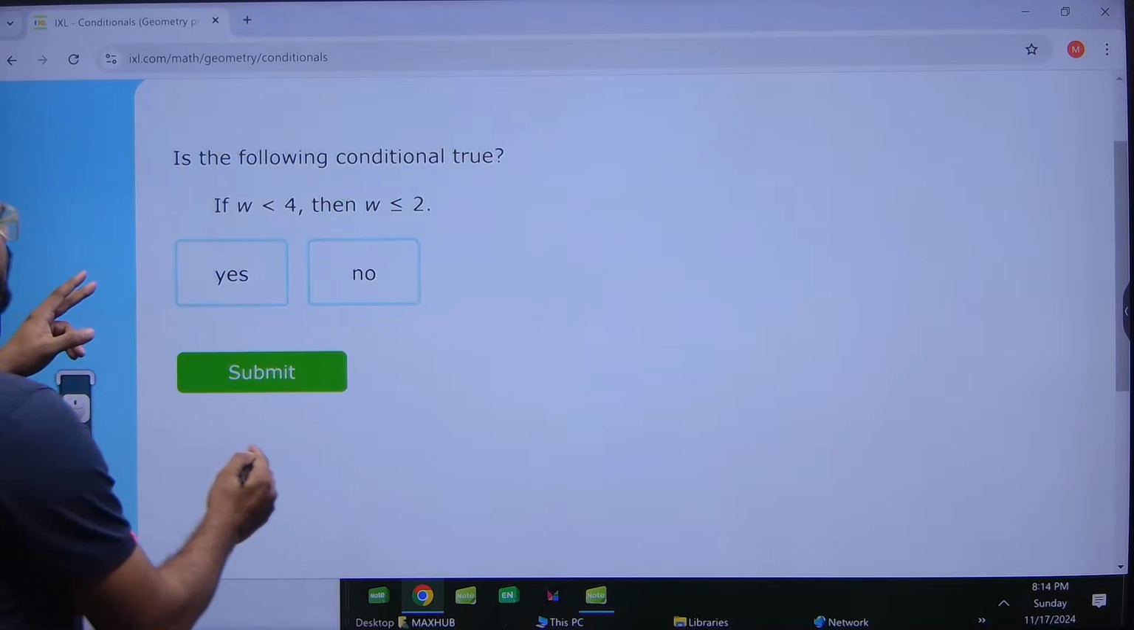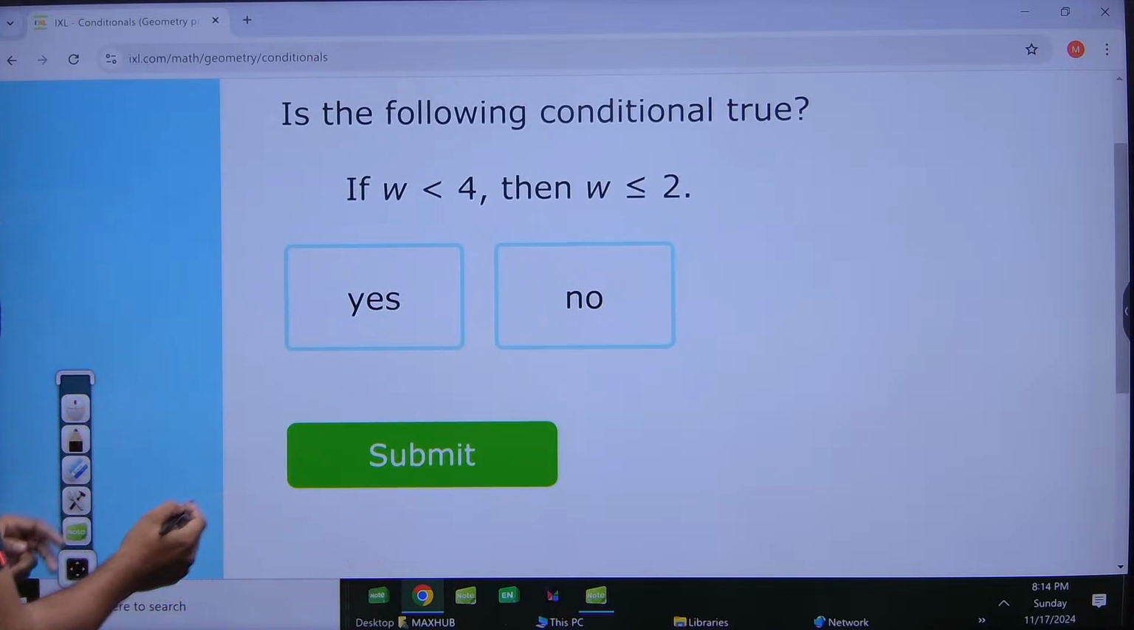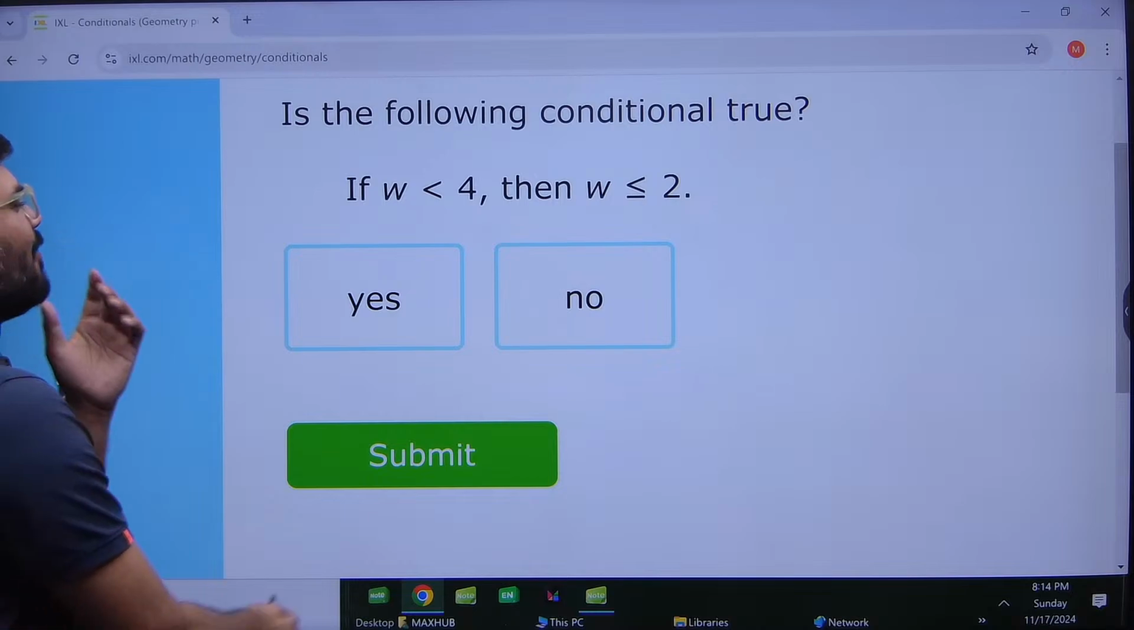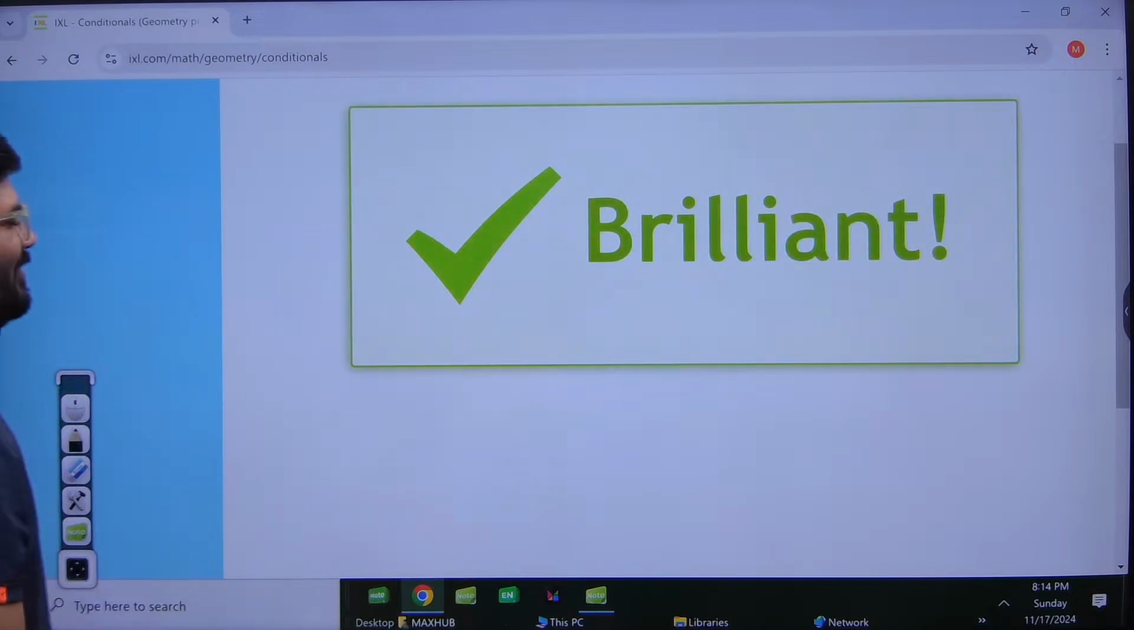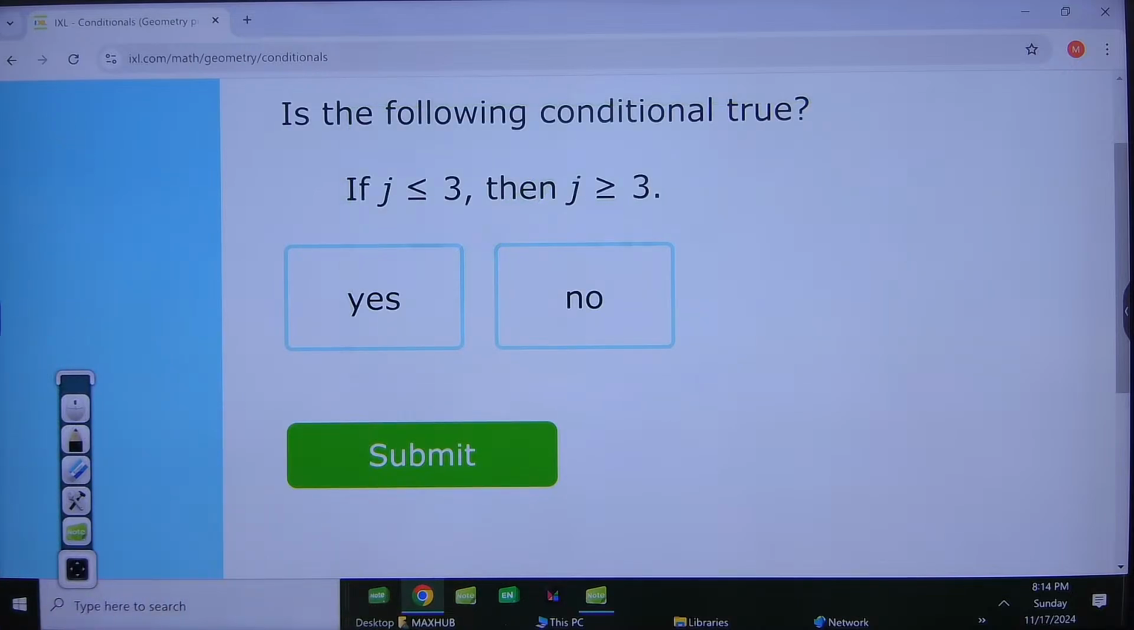Okay. Is the following condition true? If W is less than 4, then W is less than or equal to 3. No, because it can be less than or equal to 3 as well. Wow. You have a counter example. Good one.